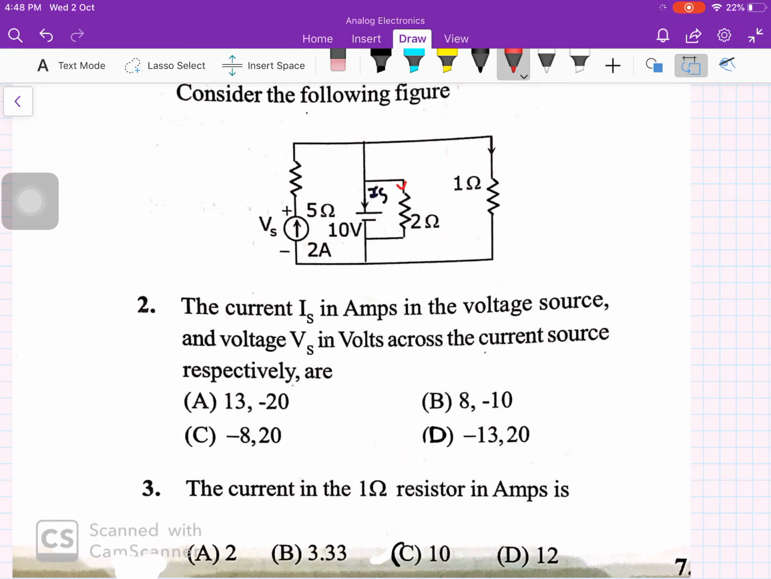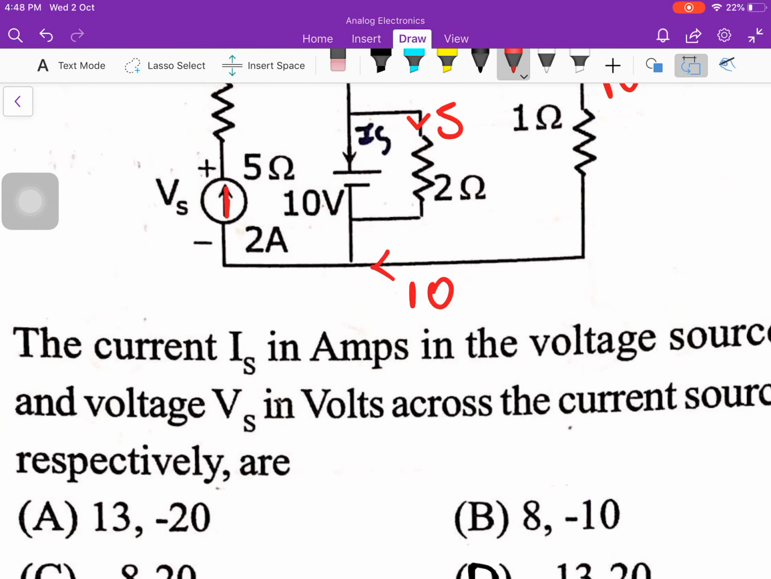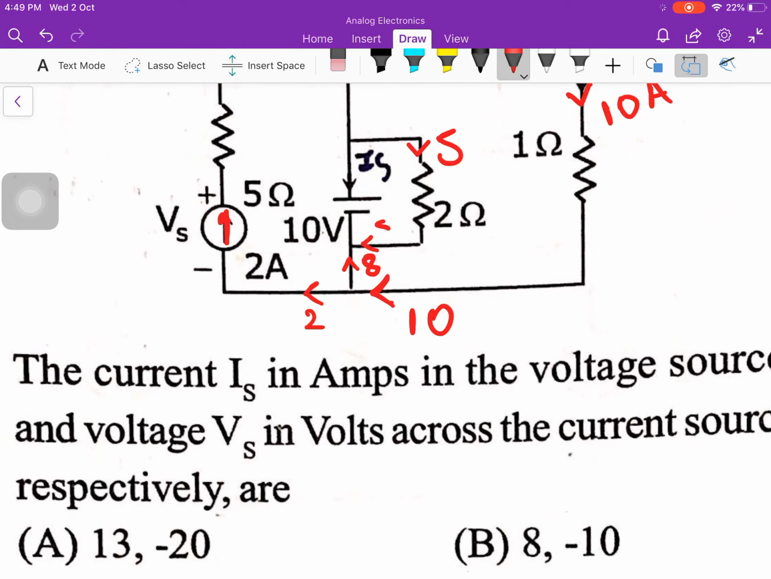Since 10 volts is across this 2 ohms, we get 10 by 2, 5 amps, and here 10 by 1, which is 10 amps flowing like this. Since 10 amps is here and here we are getting 2 amps, so 10 and 2 is there, it will be splitting, so the value here will be 8 amps, and since 5 amps is coming here, they'll combine and give me 13. So my Is will be minus 13 amps.